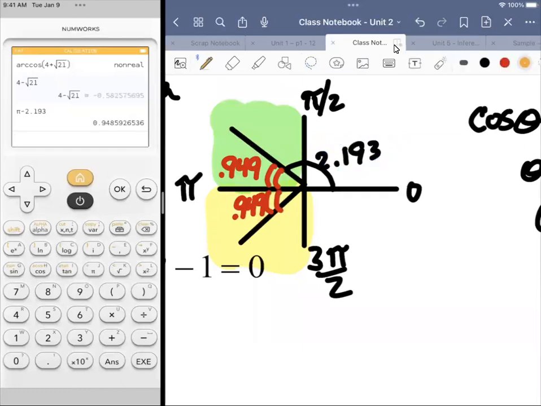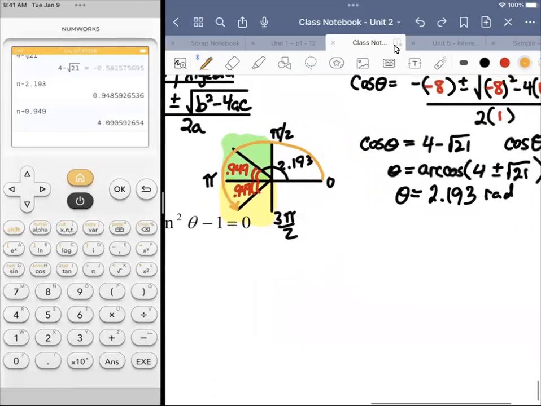So it'd be like going all the way around to get to this location. Well, once you get here, you're at pi. So pi plus 0.949. And that gets you to 4.0906 as the other answer. I'll just say equals.